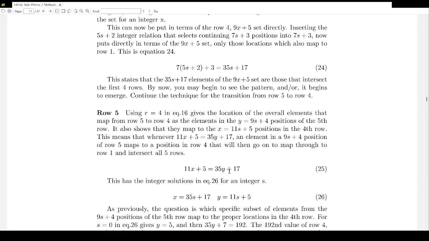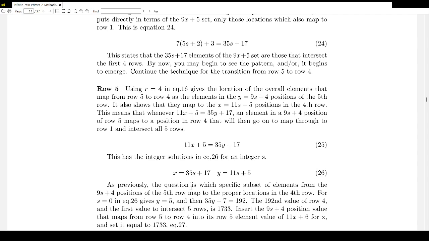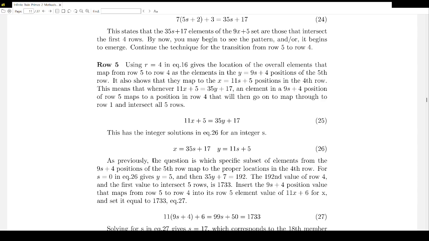So we set these equal again. We find the integer solutions for our next set of s and t that we're going to use to calculate these values. As previously, the question now is which specific ones are the ones that we want? Which specific subset of elements from the 9s plus 4 positions of the 5th row map to the proper locations in the 4th row? We're going to do s equals 0 and s equals 1 again, that whole thing.